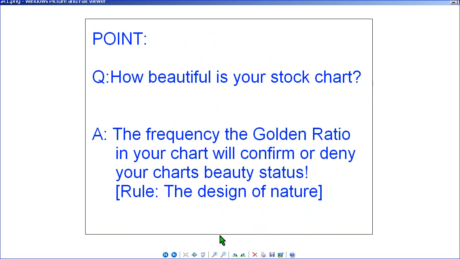The point is, how beautiful is your stock chart based on the rule of nature? The answer is how the frequency of the golden ratio in your chart will confirm or deny your chart's beauty status. That's very important. A popular chart that is followed by the mass market will most likely have an affinity towards the golden ratio. That's why we've chosen Apple and gold as examples today, because they're well focused on, much loved, with many traders, lots of liquidity, lots of volume.